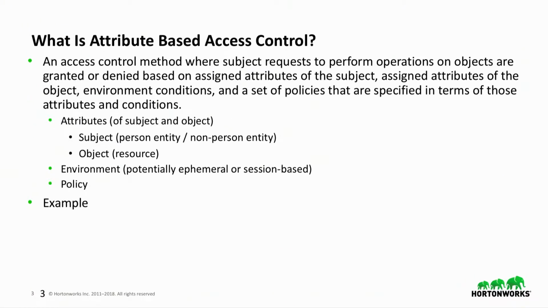So starting out, what is ABAC? Attribute-based access control is a method where you take a subject, a person who is trying to perform some sort of operation on an object, some data, and is granted or denied access to that object based on a set of attributes and environmental variables that a policy defines. I'll talk a little bit about the particulars of that.